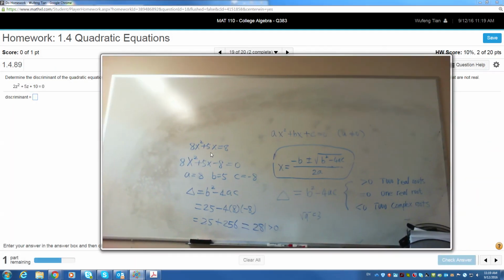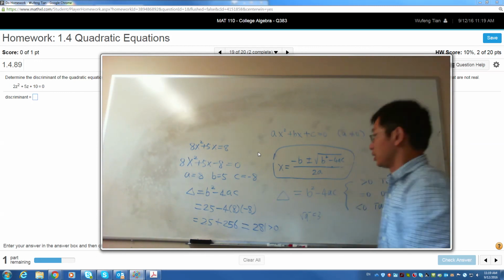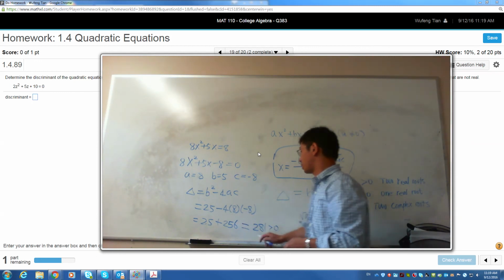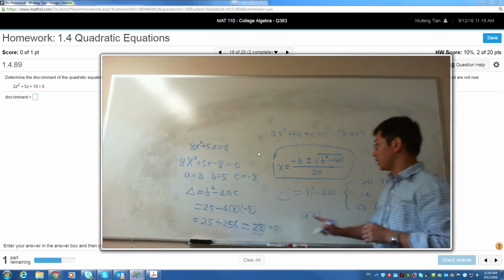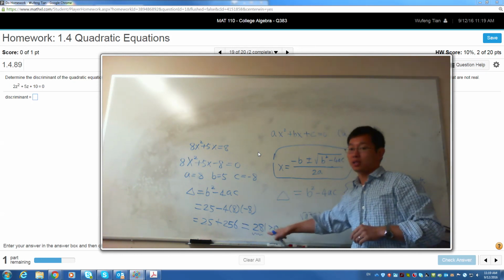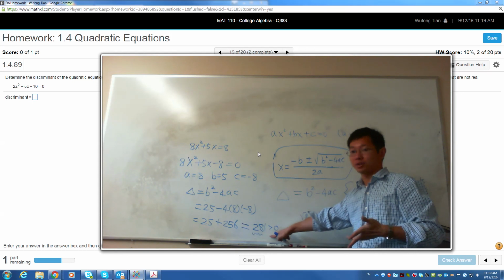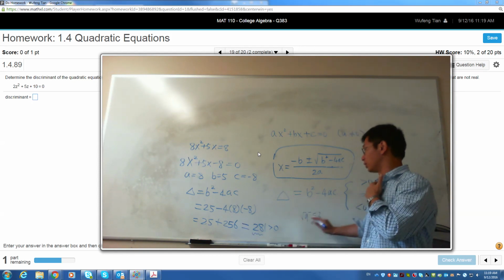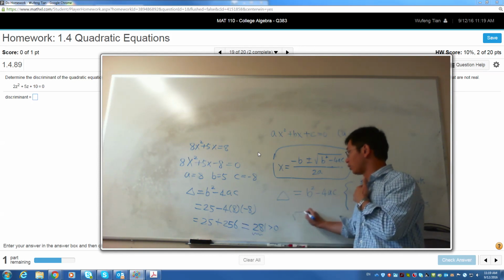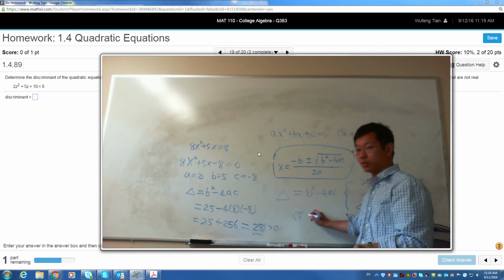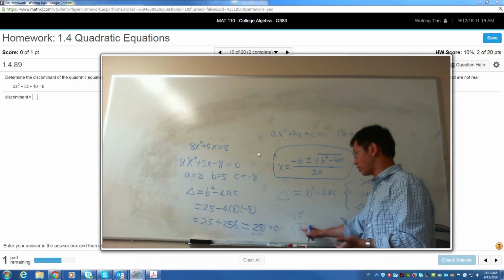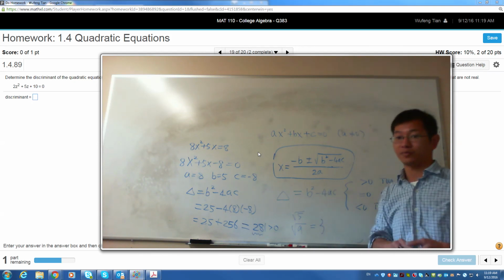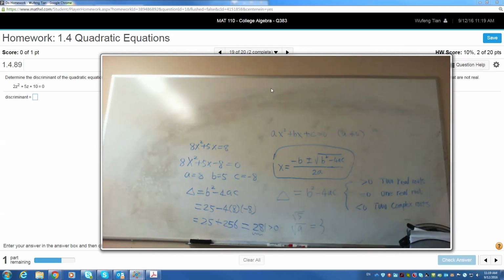I have not said that clearly, so let me say it again. If 281 is not a perfect square, then the root is an irrational number, because you take a square root. The square root of 5 is irrational because it's not a perfect square. The square root of 9 is a rational number because it's going to be the integer 3.